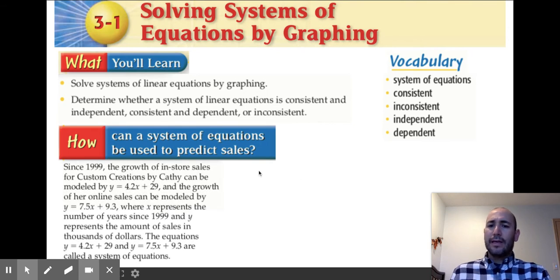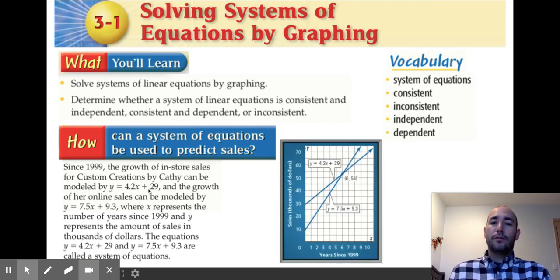Since 1999, the growth of in-store sales of creations by Kathy can be modeled by this equation, y equals 4.2x plus 29. And the growth of her online sales can be modeled by y equals 7.5x plus 9.3, where x represents the number of years since 1999 and y represents the amount of sales in thousands of dollars. The equations are called a system of equations because they are two equations talking about the same thing.